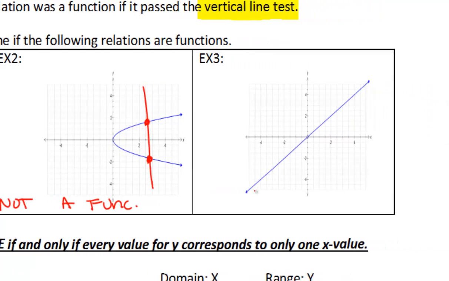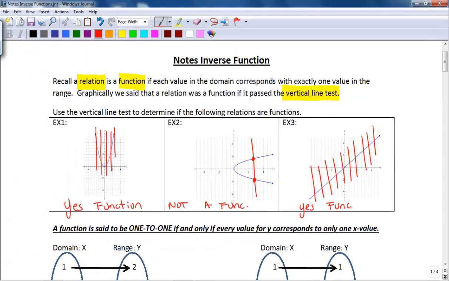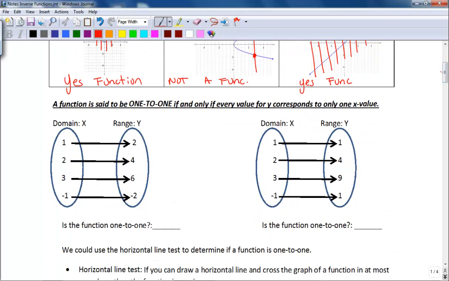What about example 3? Example 3, just like example 1, any vertical line that I draw here will intersect at most one place, which meant yes, it was a function. So again, remember, the definition of a function is that every time that x value appeared, it was associated with the same y value. Well, now we want to talk about one-to-one functions.